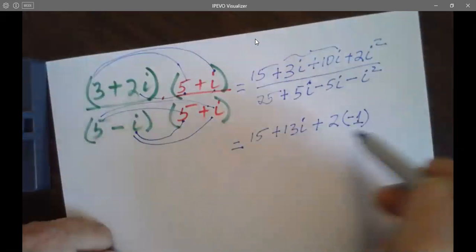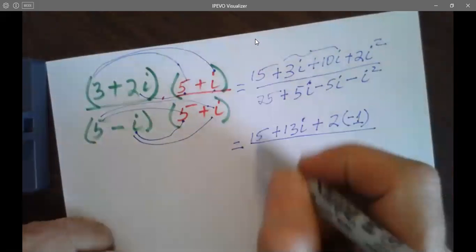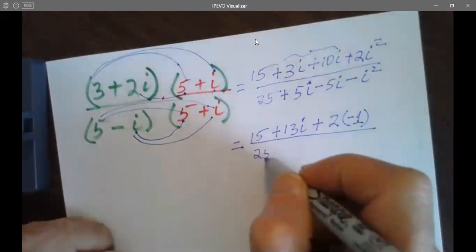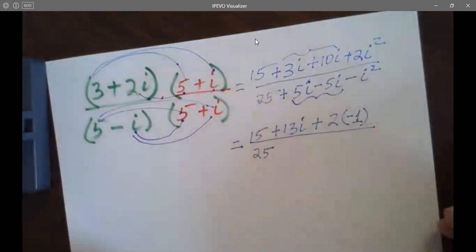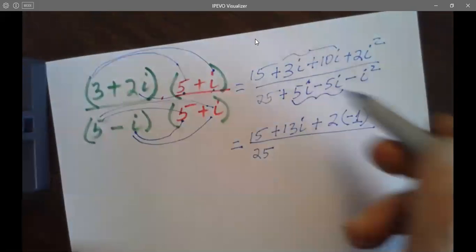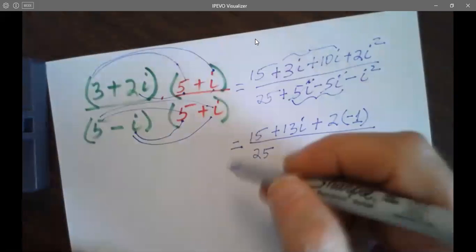Okay, so that's the numerator. Now we look at the denominator. Bring that 25 down. And what happens to the 5i's? We got a positive 5i and a negative 5i. Cancel out. They cancel, right? They go to 0. We don't put 0, we just drop them.